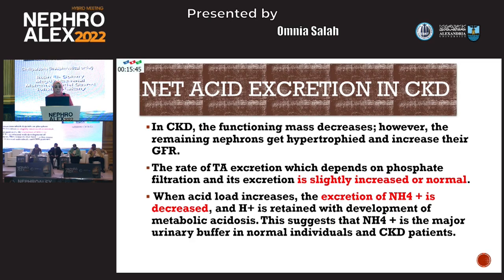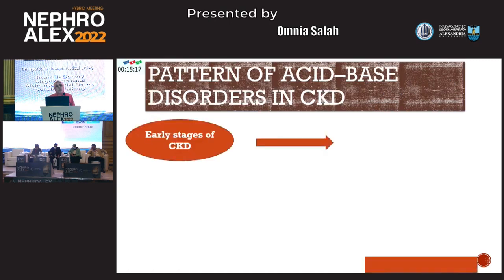What happens in CKD? In CKD, functioning renal mass decreases. However, the remaining nephrons start to get hypertrophied to increase the GFR. So the rate of titratable acid excretion, which, as we said, depends on phosphate, is usually normal or even slightly increased. However, the problem is in the excretion of ammonium. Excretion of ammonium is decreased and hydrogen is retained with development of metabolic acidosis. So we conclude that ammonium is a major urinary buffer in both normal and CKD patients.